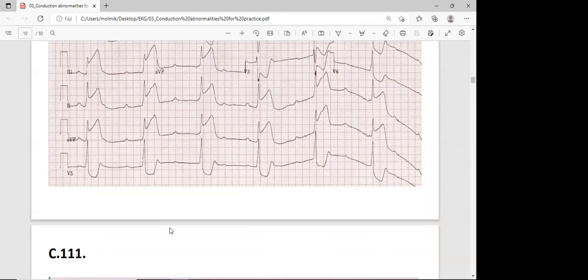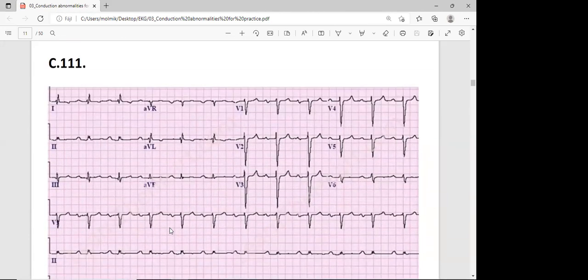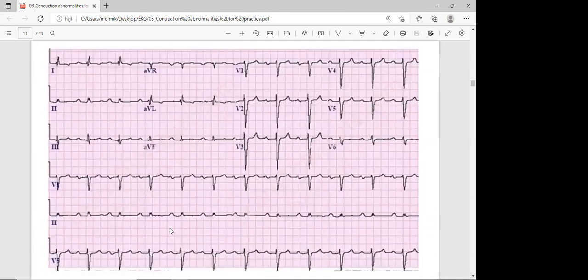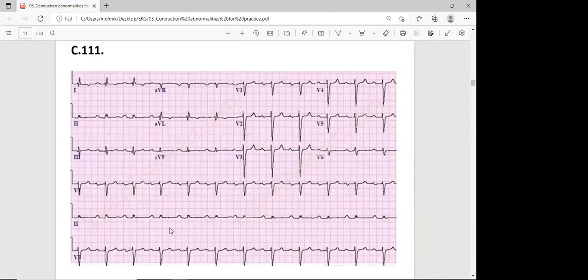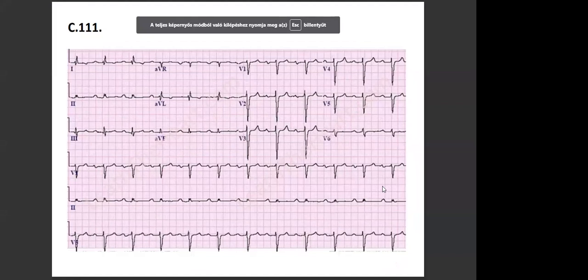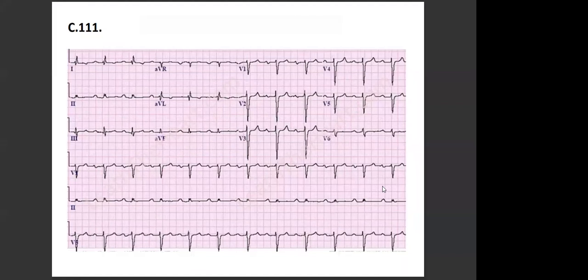Okay. Okay. 111. Now that was one of, wow. Yes, it's me. So basically, it is rhythm is rhythmic, and you can see here the heartbeat is around 75 BPM.